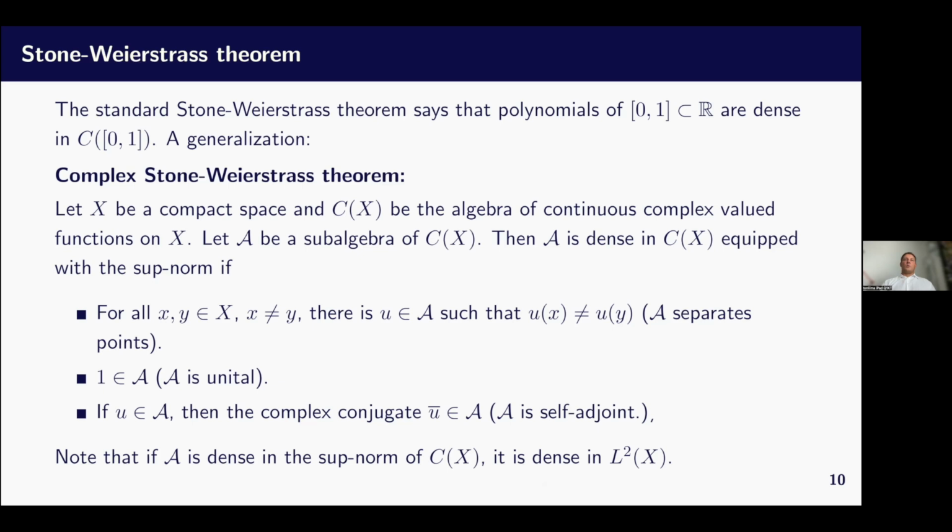The constant function 1 must be in A. It's called that A is unital. And finally, if u is in A, it must be that the complex conjugate of u is in A as well. And in this case, A is called self-adjoint. I note here that I will use that if A is dense in C(X), it will be dense in L2 of X as well, when I apply this theorem in the inverse problem. So that was the Stone-Weierstrass theorem.